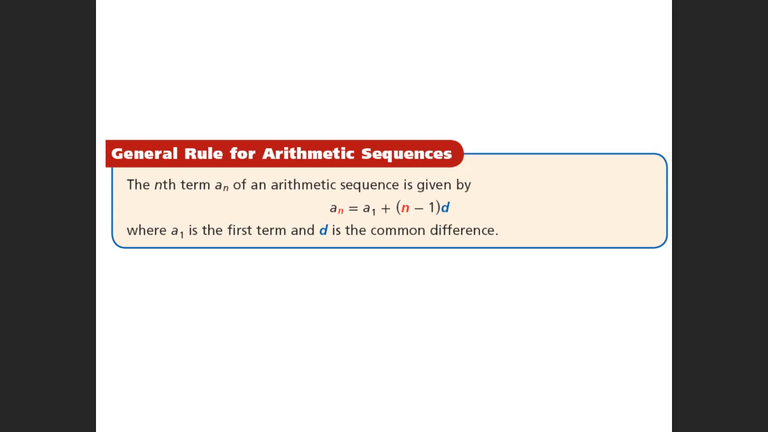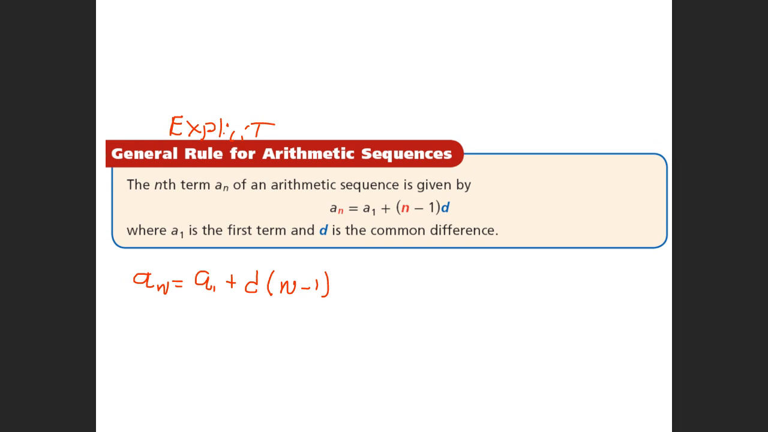The first one is an explicit formula. It's very easy to find an explicit formula. It's a sub n is equal to the first term plus, I always put the d in front, d times (n minus 1). Now, you can't leave the parentheses in your answers, and you'll see that on the assessment tonight. It'll say you can't leave the parentheses in your answer, and if you do, it won't be marked right.